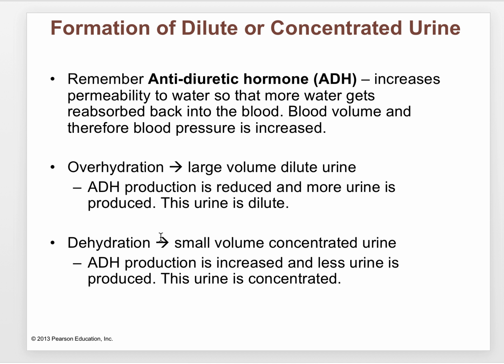If you're dehydrated, then your urine is going to be a small volume. It's going to be very concentrated urine. That's because ADH production is increased and produces less urine, and the urine that's produced is more concentrated. So ADH adjusts the concentration of the urine to make it either dilute or very concentrated.